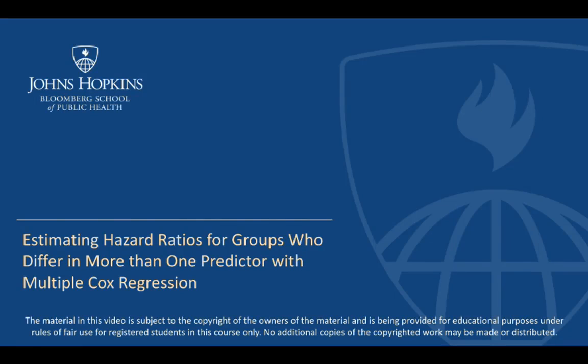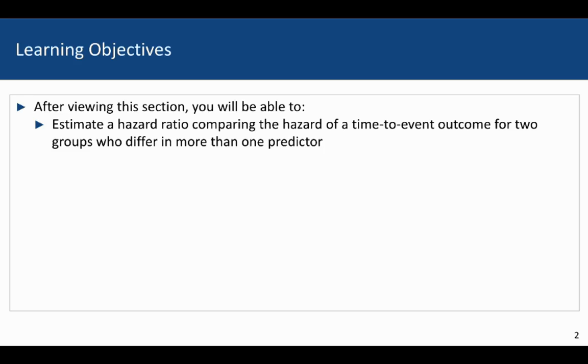So in this section, we're going to show how to estimate hazard ratios for groups, comparing groups who differ in more than one predictor value using the results of multiple Cox regression models. After viewing this section, you will be able to estimate a hazard ratio comparing the hazard of a time to event outcome for two groups who differ in more than one predictor value.